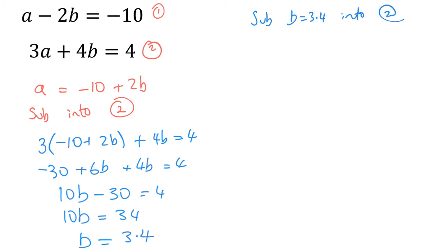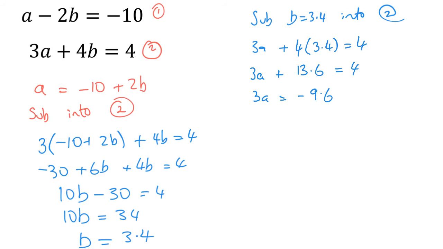And we'll get 3a, 4 times 3.4 equals 4. So that's 3a plus 13.6 equals 4. So then 3a equals minus 9.6. So then a is going to be minus 3.2.